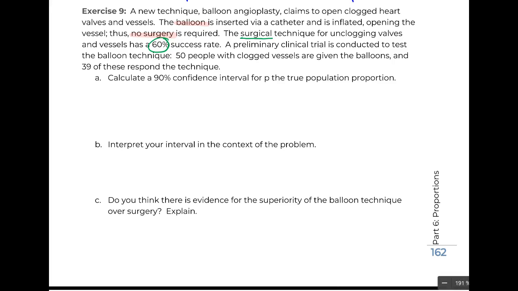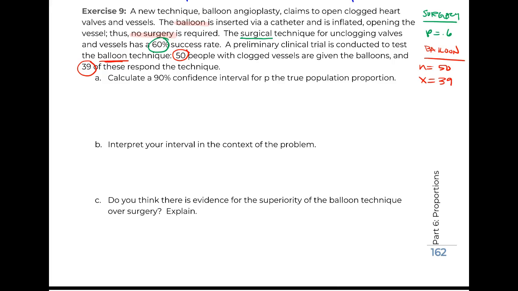We have a surgery, which we can say has a P of 0.6, and then there's some babbling about a balloon that we have no information about yet. And then we see preliminary clinical trials conducted to test the balloon. Okay, here's the balloon again. 50 people with clogged vessels are given the balloons, and 39 respond to these techniques. So it appears we have a sample size and a number of successes for that sample.